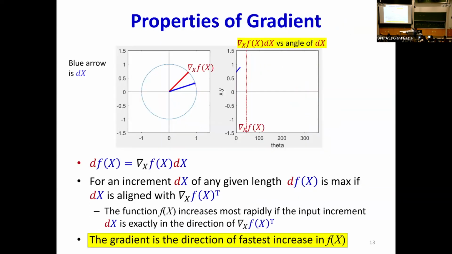So going back over here, the red line is now going to be the derivative, correct? And computing delta y is going to depend on the direction in which I'm taking a step delta x, if I fix the length of delta x. And this is going to be maximum when delta x is exactly in the direction of the gradient. So the gradient is the direction of fastest increase in the function.